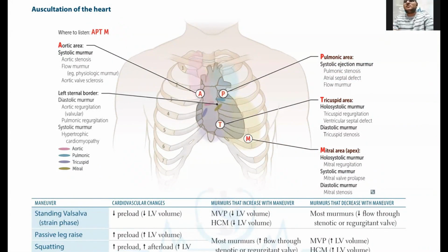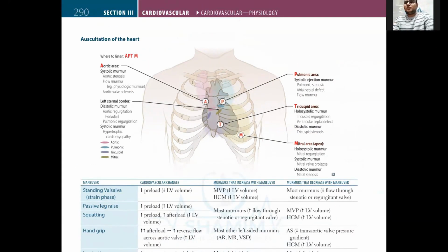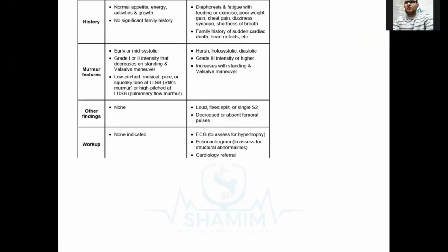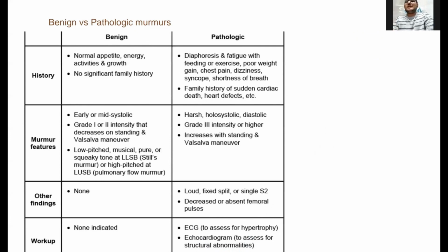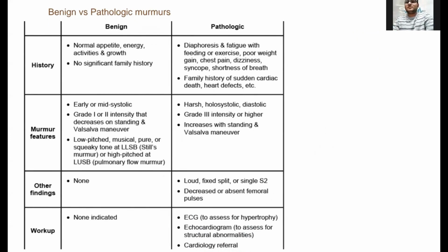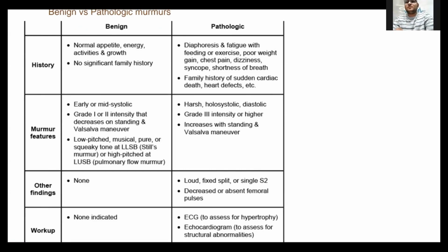What are the different areas where we can appreciate heart sounds? First of all, we will discuss what the flow murmurs are and what the pathologic murmurs are. First of all, we should know this. The flow murmurs, which are benign murmurs, have specific characteristics when we listen, and pathologic murmurs have specific characteristics. So how can you appreciate the difference between the benign and pathologic murmur?